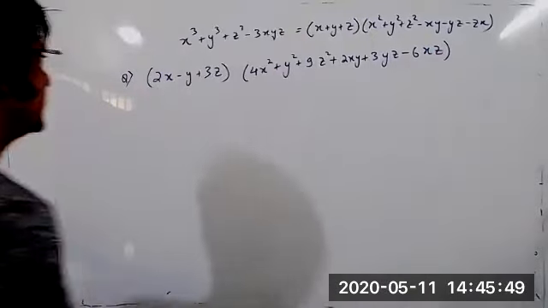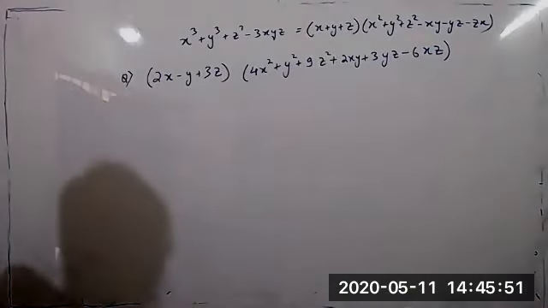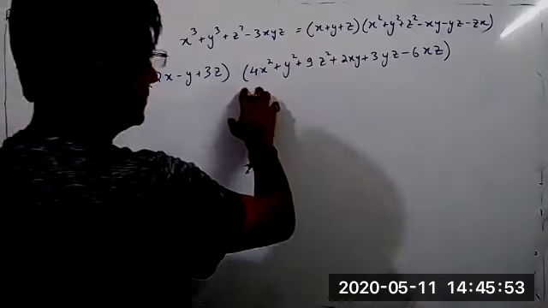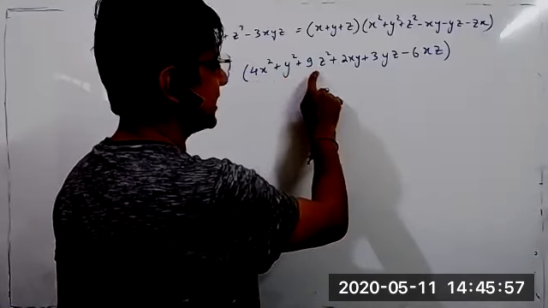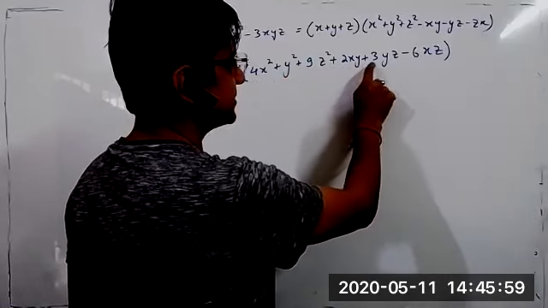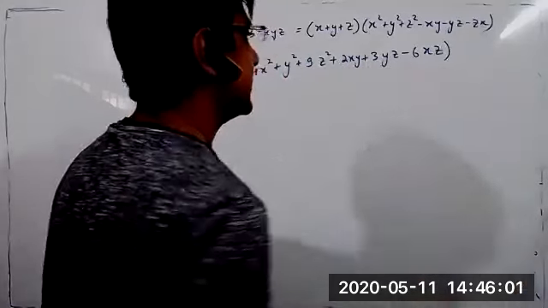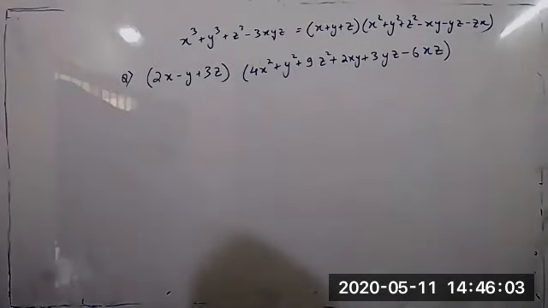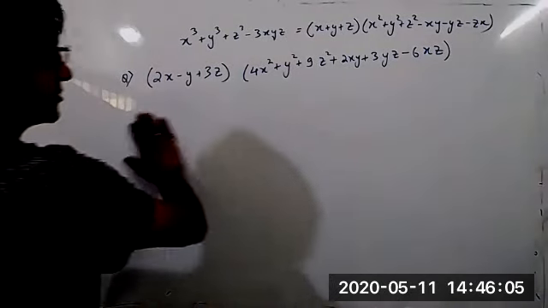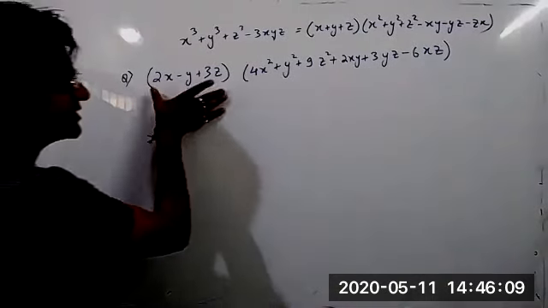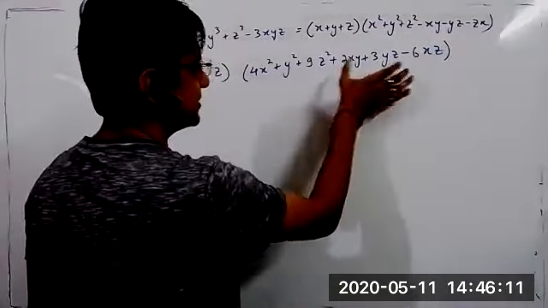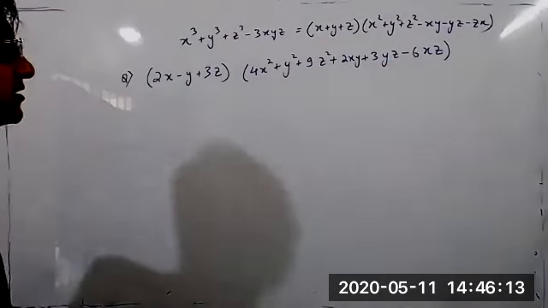So question is (2x minus y plus 3z) into (4x square plus y square plus 9z square plus 2xy plus 3yz minus 6xz). So this is a question, we have to factorize it. Do you think that this is in the form of this identity? Yes, sir.